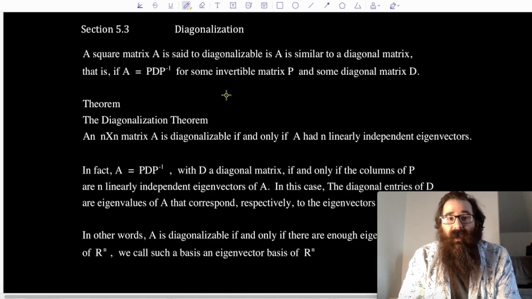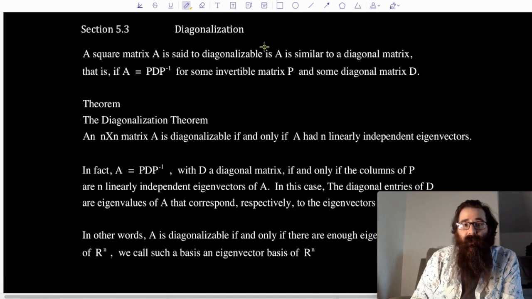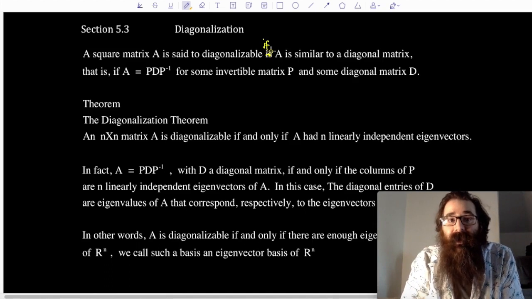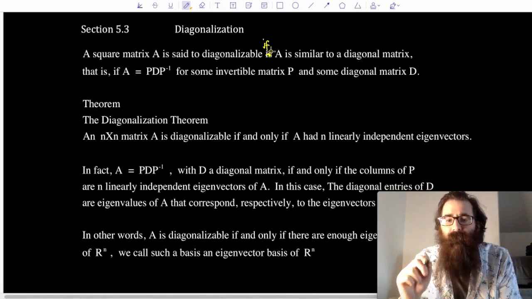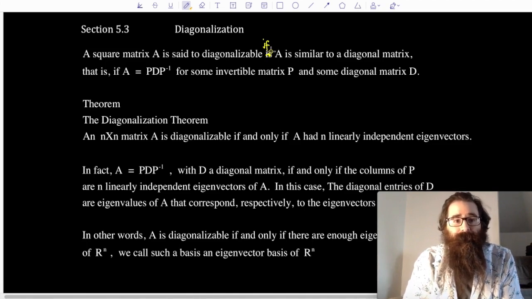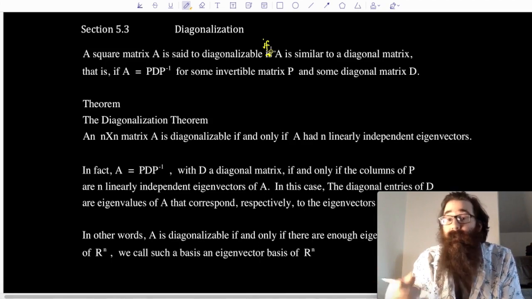A square matrix A is said to be diagonalizable if A is similar to a diagonal matrix. That is, if A is equal to P times D times P inverse for some invertible matrix P and some diagonal matrix D. So it's that similarity relationship again. We're saying I can write my matrix A as similar to some diagonal matrix D with this invertible matrix P. And then that means the matrix is diagonalizable.